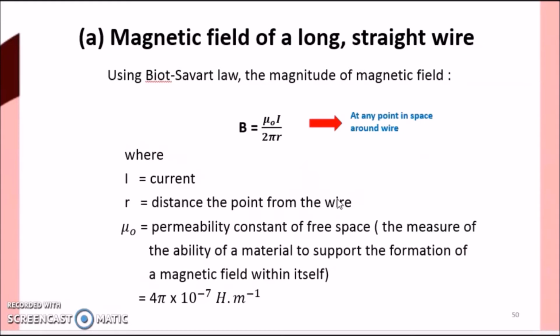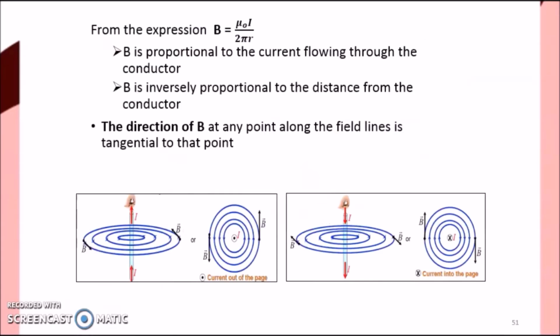Okay, meanwhile for the permeability constant, the value is constant, which is 4 pi times 10 to the power of -7 Henry per meter. So make sure you know how to use this equation, this value. Maybe you can solve for 4 pi dulu, baru use 10 kuasa -7 kan dia. Okay. From the expression, B is proportional to the current flowing through the conductor and inversely proportional to the distance from the conductor. So let's say this is the wire.